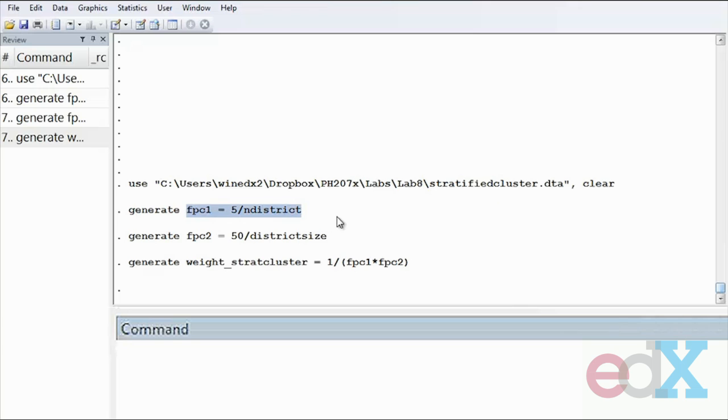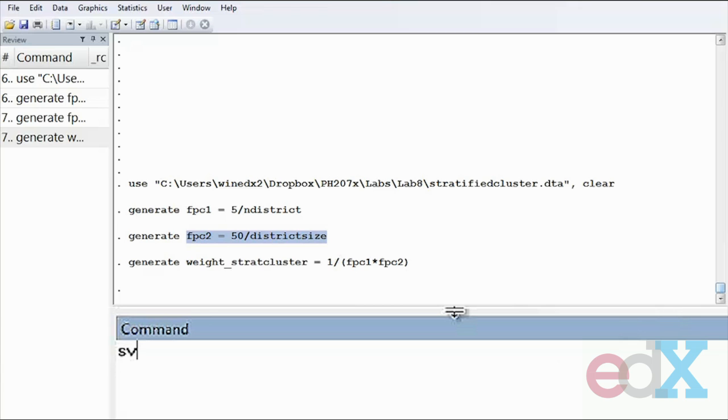Our first stage finite population correction is going to be constant within each province, remember, because the number of districts is going to be constant within a province. Our second stage finite population correction depends on district size. Remember, it's the number of people sampled per district. It's going to be constant within a district.